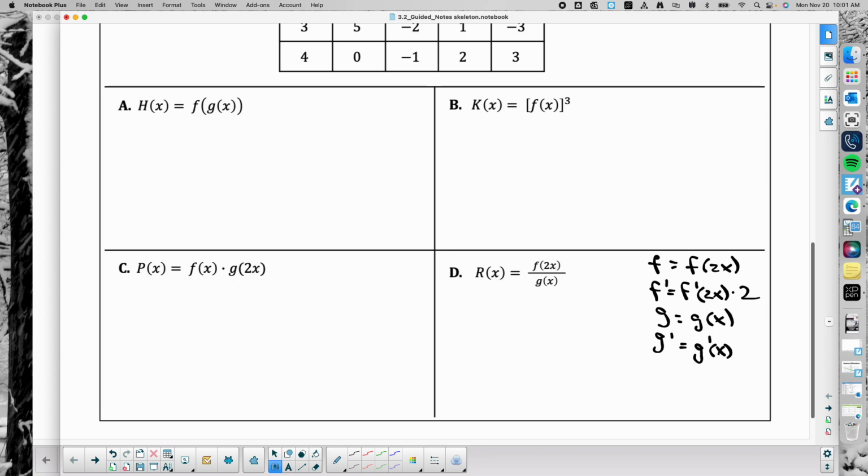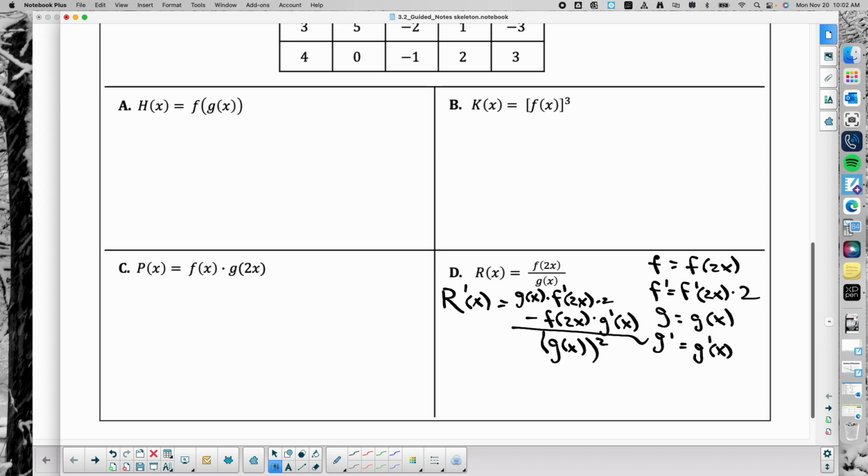So if I'm trying to find r prime with quotient rule, I'm going to write these 4 answers in there. So I've got g, f prime, I'm not going to have that room, f prime minus f g prime all over g, g squared.